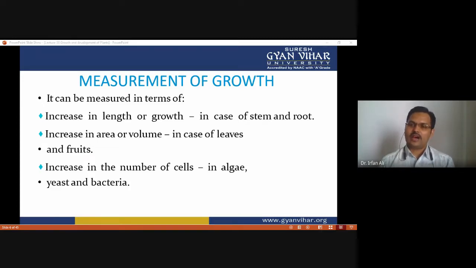But how can we measure growth in the case of microorganisms like algae, bacteria, and yeast? In that case, we have to count the number of cells. So these are the three parameters we use for measurement of growth: length in the case of stem or root, area or volume in the case of leaf, and number of cells in the case of algae, yeast or bacteria, that is, microorganisms.